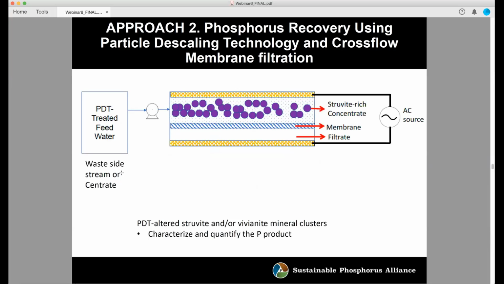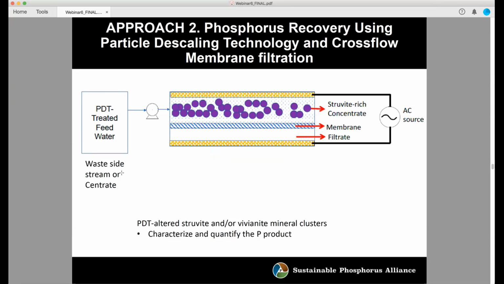And then we will couple this particle descaling technology with a cross-flow membrane system, which we call an electric membrane filtration system. This is the membrane system that is being developed and researched in my laboratory at the University of Vermont. Basically what this filtration system does is, we will pass the waste stream that's treated with particle descaling technology over this membrane. And then using weak or low electrical fields, we will try to keep these particles in suspension while filtering the water.